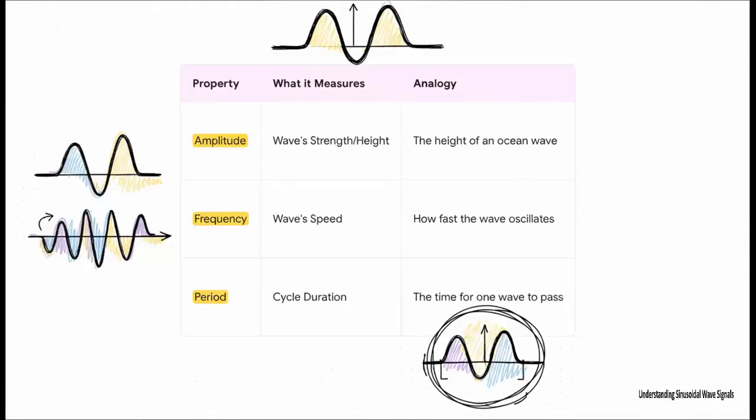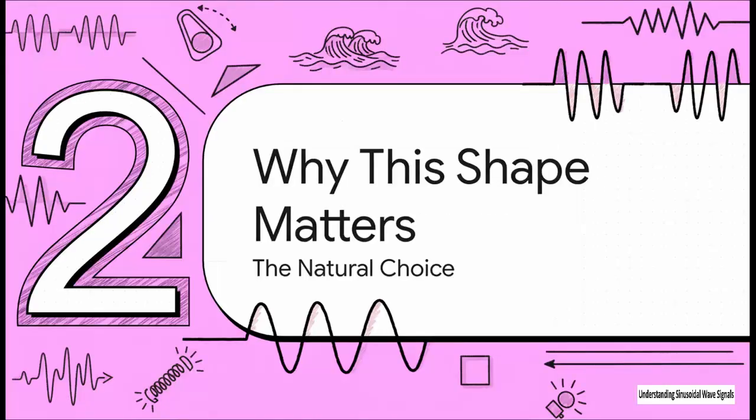So there you have it. That's our language. Amplitude tells us the wave's strength, frequency tells us its speed, and period tells us how long one cycle lasts. With just those three properties, you've got a complete blueprint for any sine wave. Okay, so we know what a sine wave is, but why? Why this shape? I mean, why isn't our power shaped like a square or a triangle? Well, it turns out this wasn't some random choice we made. The answer is actually really physical and honestly, kind of beautiful.